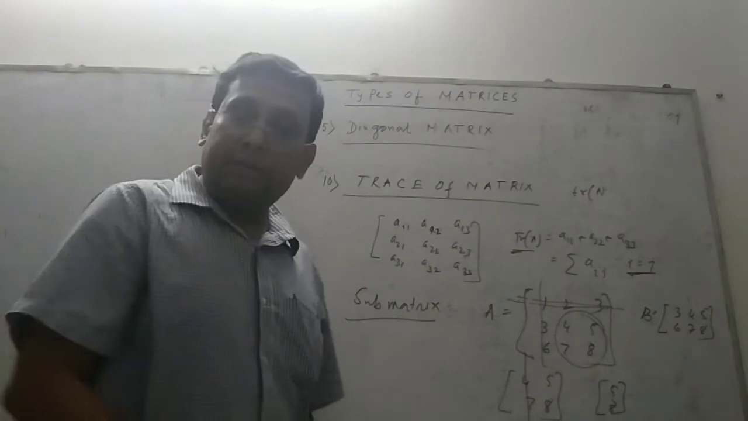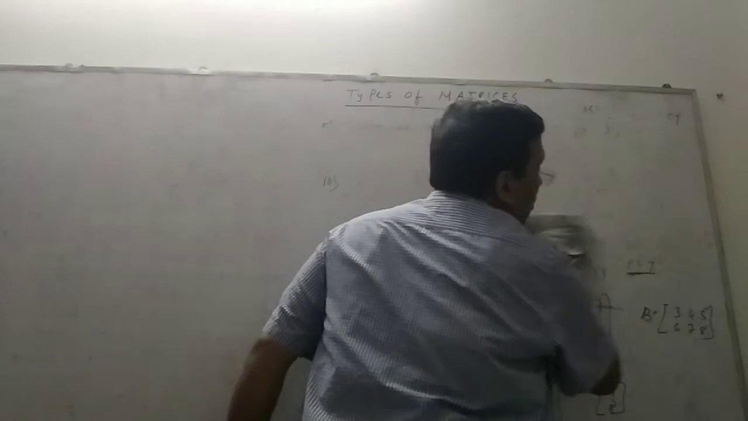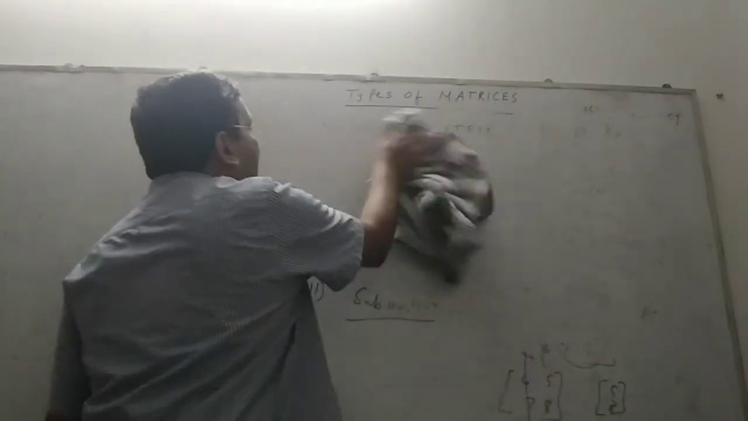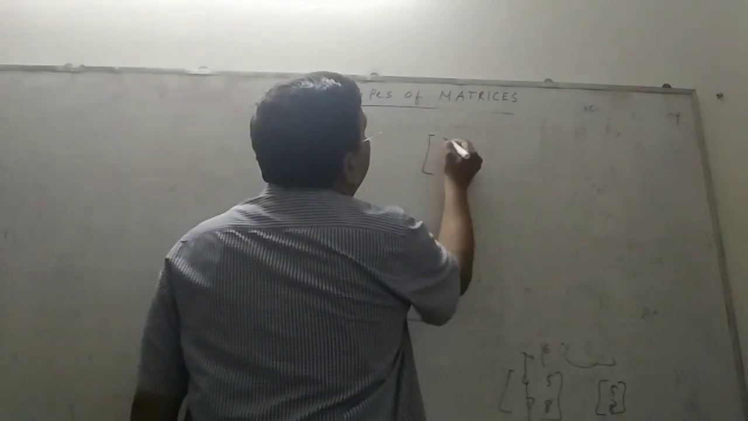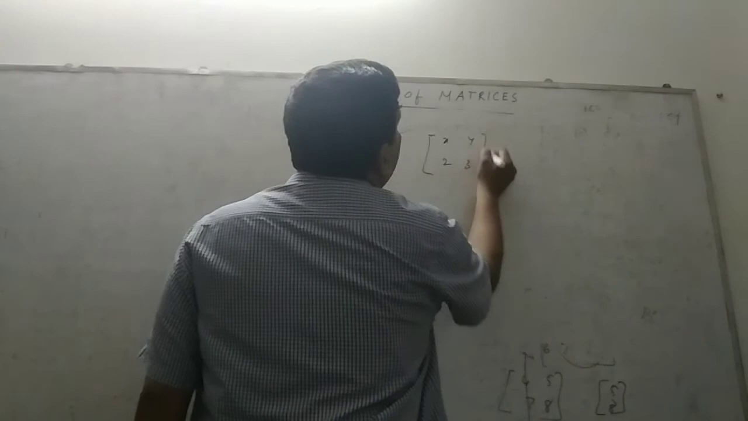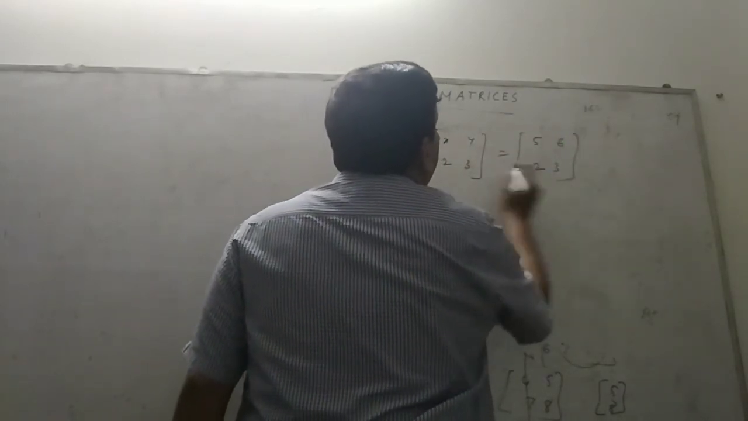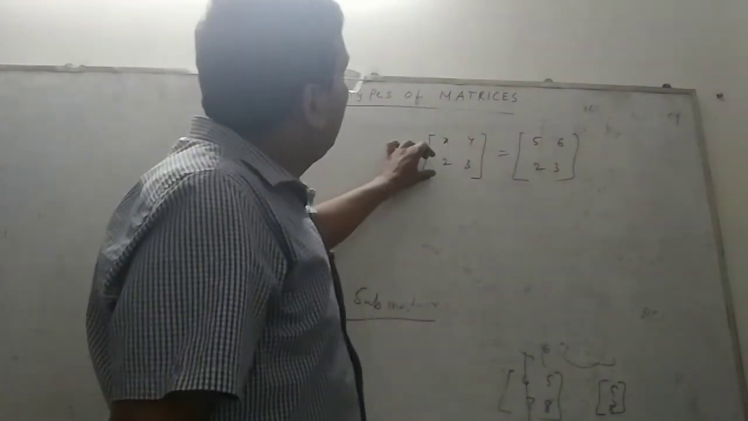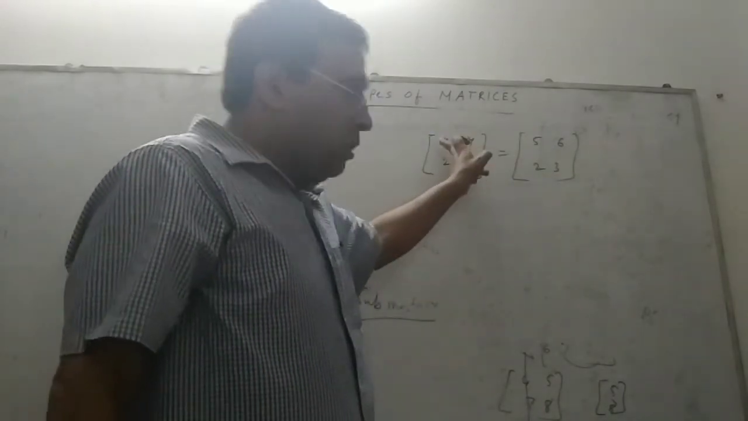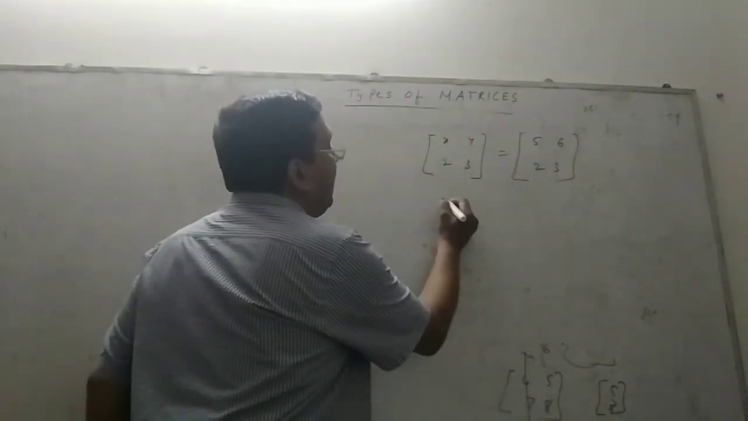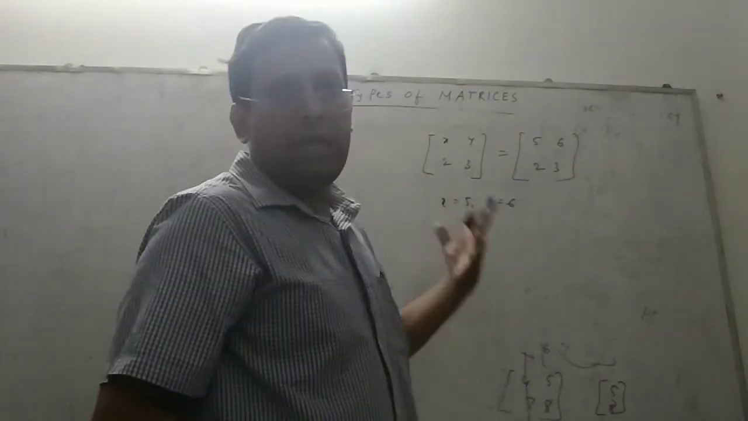So this is the submatrix, and last but not least is equality of matrix. Now equality of matrix means what? You can compare two matrices like this. Suppose one matrix is x, y, 2, 3, another matrix is 5, 6, 2, 3. Here you see you can compare row 2 of the first matrix and row 2 of the second matrix, they are same. So if we compare these two matrices, we can say that x is equal to 5 and y is equal to 6. This is the equality of matrix.